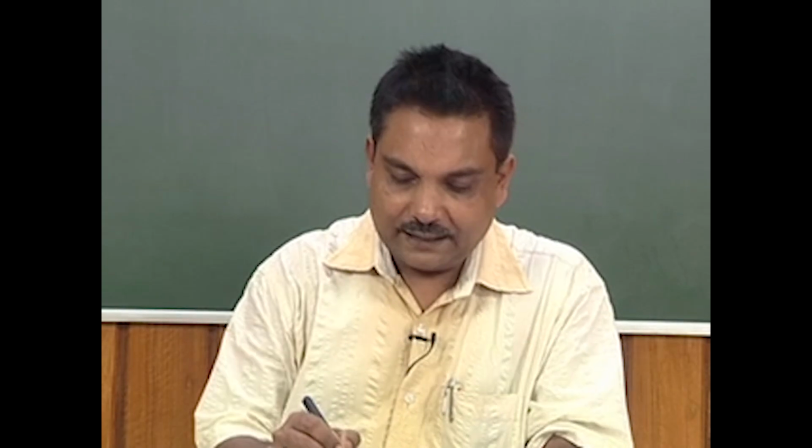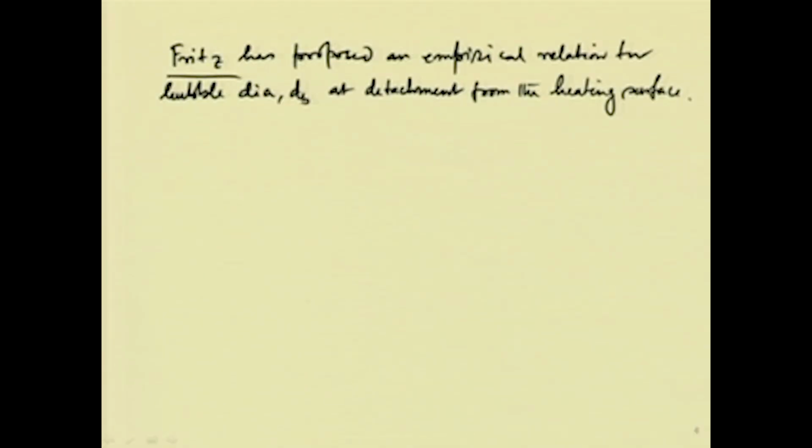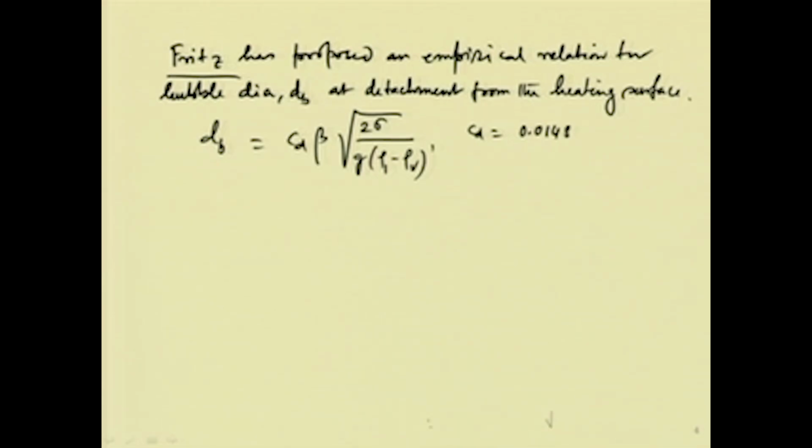is calculated by the relationship given by Fritz, and this relationship is that dB equals CD into beta root over twice sigma by G into rho L minus rho V. Here CD is a factor, equal to 0.0148 for water, and beta is the angle of contact.